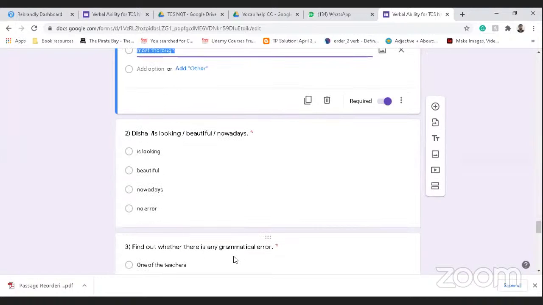Disha is looking beautiful nowadays. Nothing wrong with Disha looking beautiful, right? There is something wrong here, guys. Come on. What is wrong here? Everybody is saying no error. Everybody is happy with Disha.